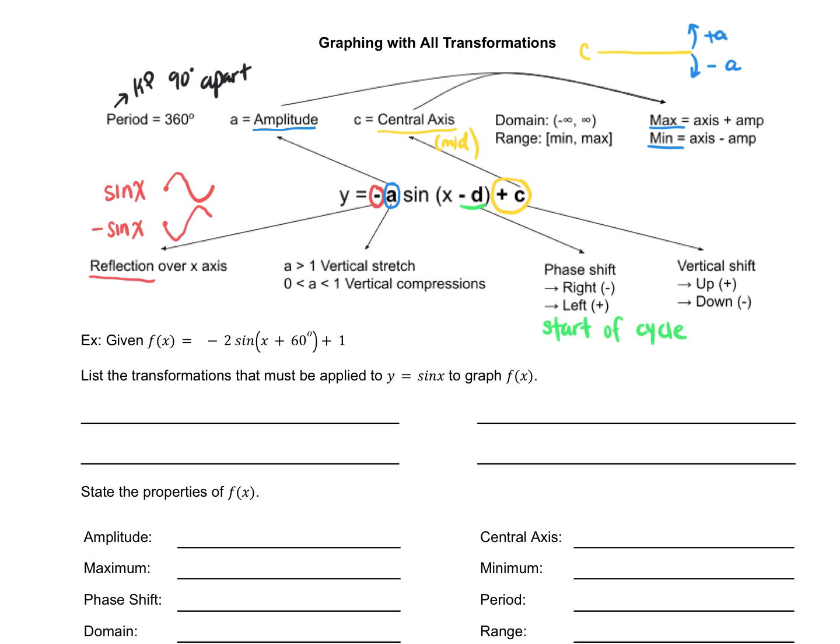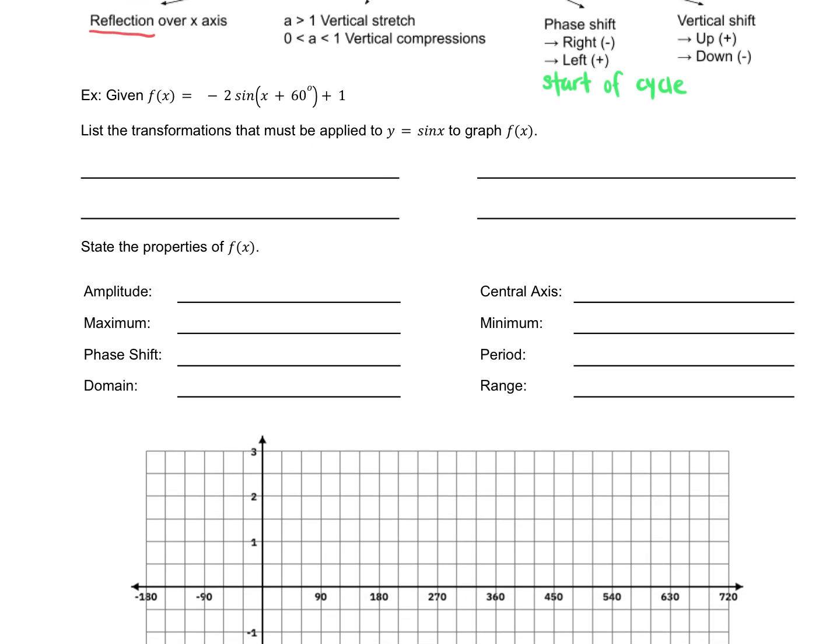So let's start off with a very full question here, where we're going to take this function f at x. We're going to list the transformations that are being applied to the parent function to get f at x. We're going to state our properties, and then we're going to graph the function. So we have y equals negative 2 sine of x plus 60 degrees plus 1.